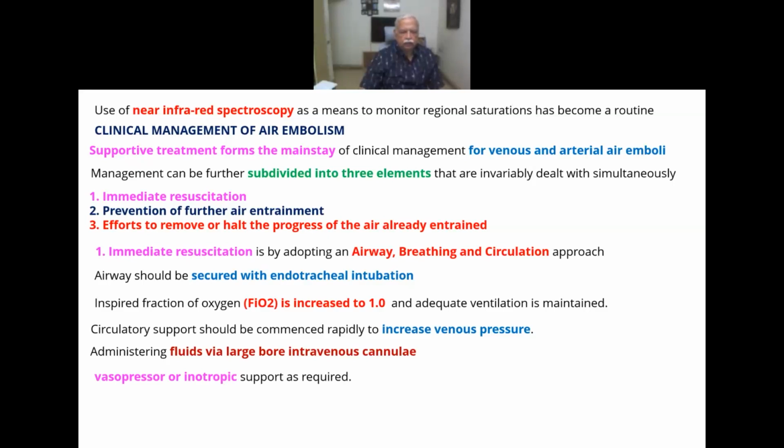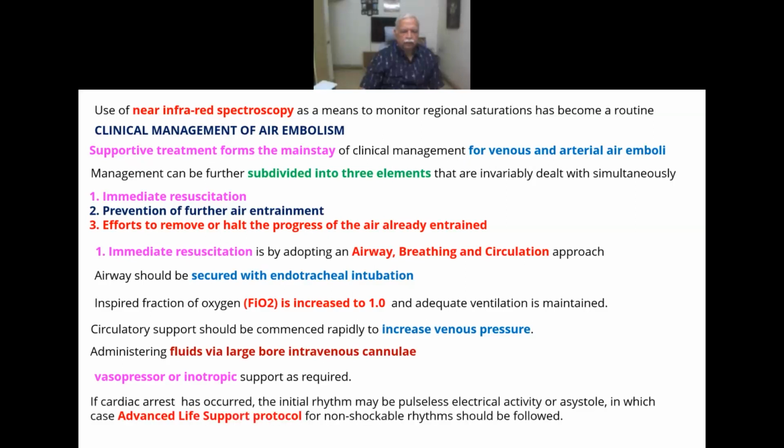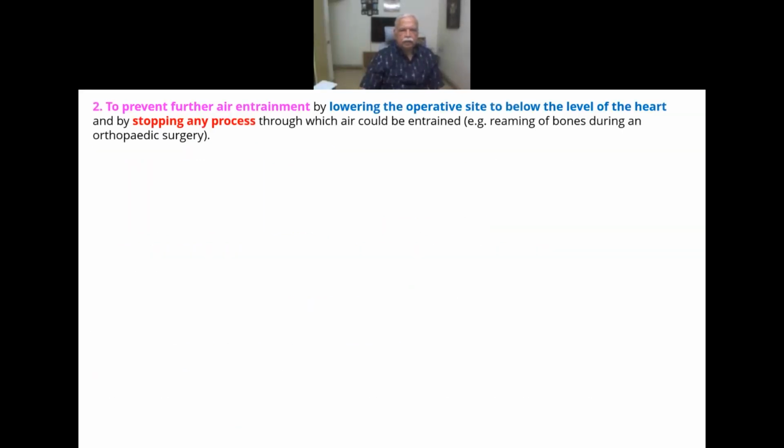Flush via large bore intravenous catheter, and vasopressor and inotropic support to be given. If cardiac arrest has occurred, then you go for ALS, the advanced life support protocol. And to prevent further air entrainment, lower the operative site below the level of the heart and stop any process like orthopedic surgery, bone reaming and nailing procedures, which carry the risk of not only fat embolism, but also air embolism.